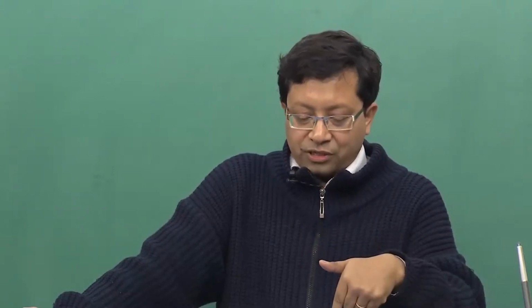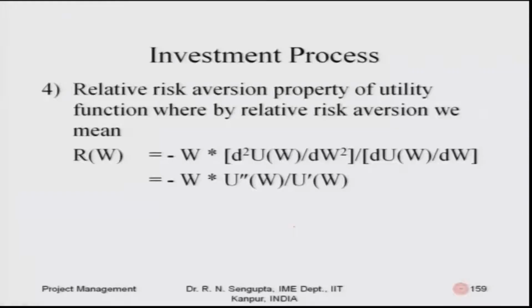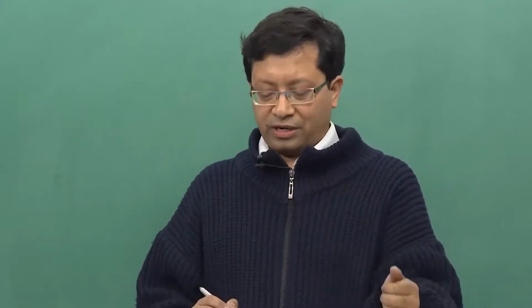So, relative risk aversion property RW is now given. The part with the minus sign is always AW, which is being multiplied by W. If I want to draw some conclusions about the property of R, we know W is always positive, because as per the concept of non-satiation, wealth has to be greater than 0. It is 1 rupee, 2 rupees, or $10, $20, or 100 euros, 200 euros, whatever it is.